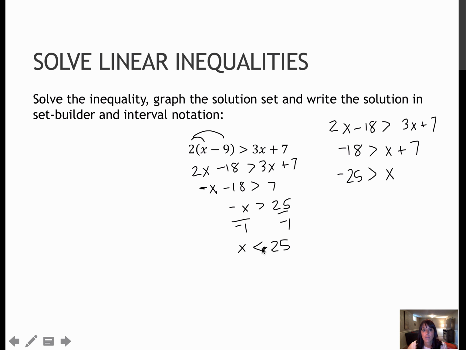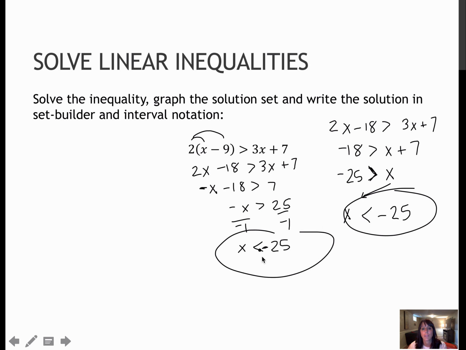And notice that my x is on the wrong side. So if I wanted to write the x on this side, notice that the inequality is pointing at the x. So that is what my solution would look like, which is what happened when I flipped that inequality around. So whenever I multiply or divide by a negative, as I did here, 25 divided by negative 1 gave me my negative 25. That is my solution, is that I had to flip that around because I divided by a negative.